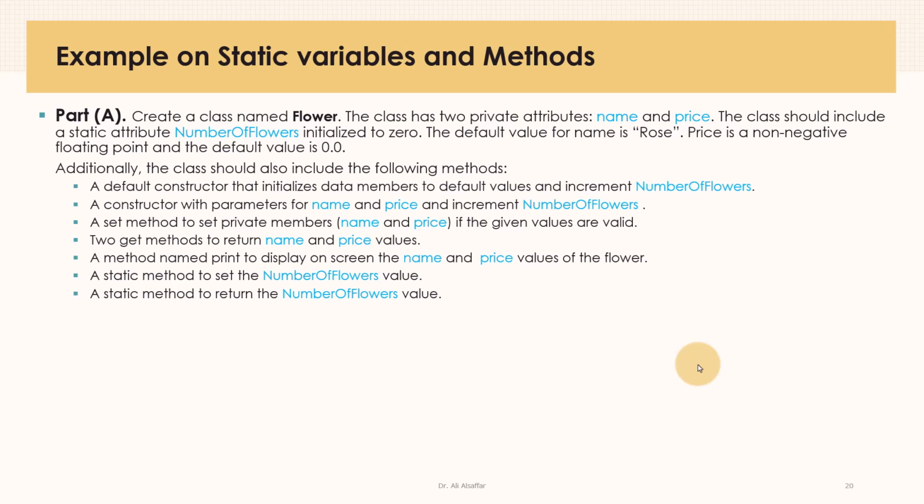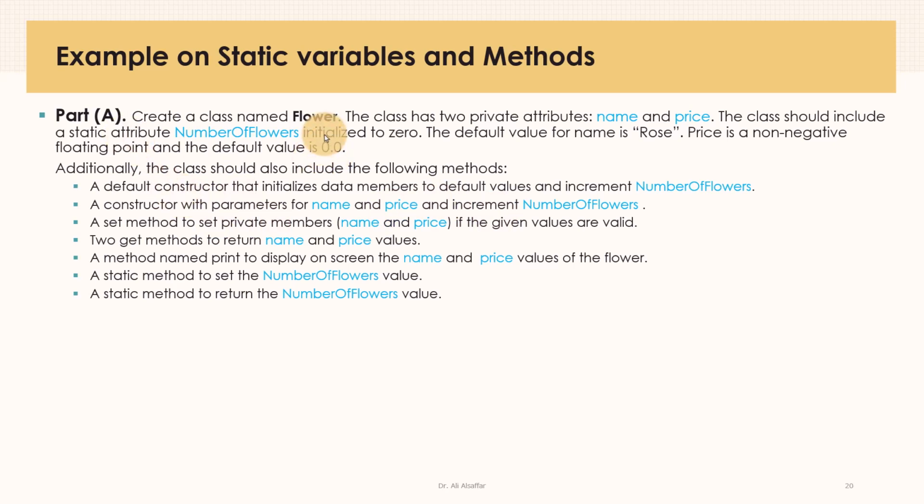As an example, for a class that contains static variables and static methods, we need in part A to design a class for a flower, and as usual for part B, we are going to design a class as a demo class that's going to test this class by creating objects from this class. So first we need in part A to create a class.